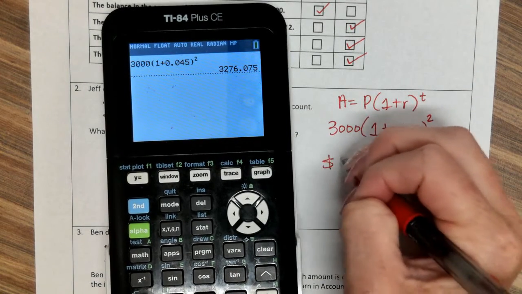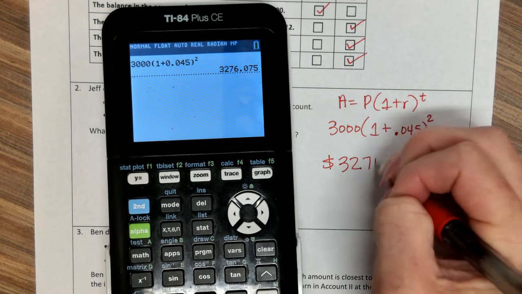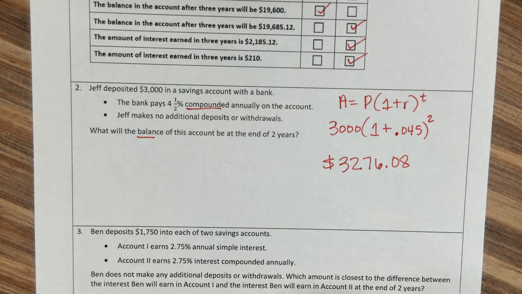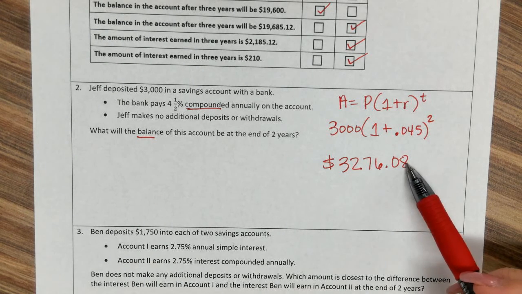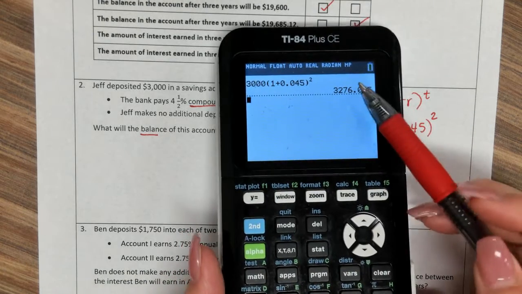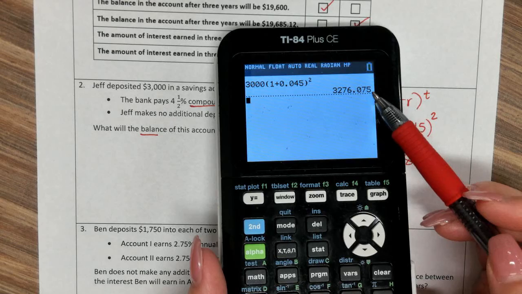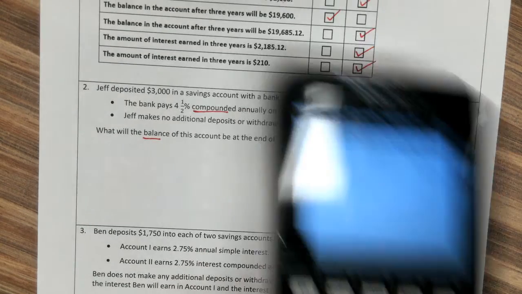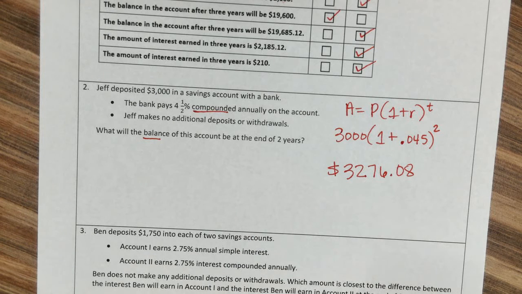How much money is he going to have in his account after 2 years? $3,276. Why did I round this to 8 pennies instead of 7? Because if the next number is 5 or more, you add 1 more. Is that the answer, or do I need to do anything else to it?